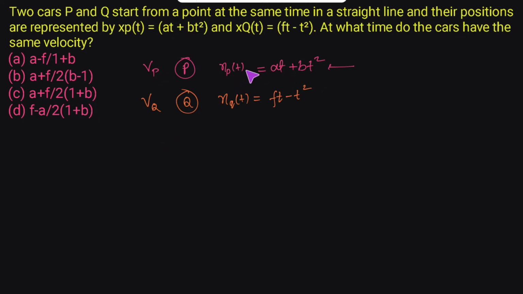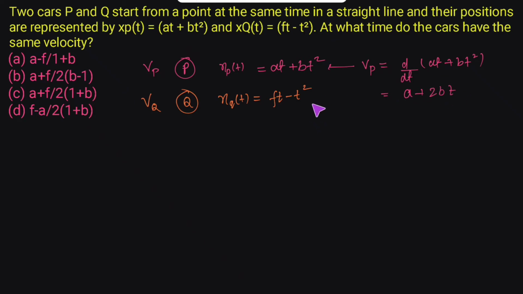So from this position equation, we can find the Vp. Vp is the differentiation of this equation. If we differentiate the position equation with respect to time, this will give us the velocity. So we need to take the differentiation of this position equation. If we differentiate this equation, this will become a plus 2bt. So this is the velocity.